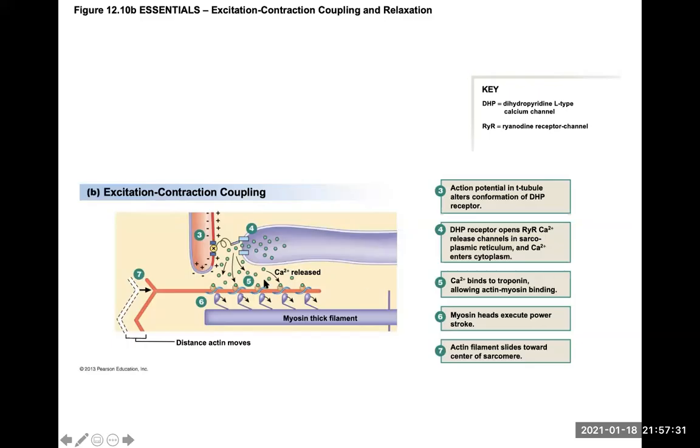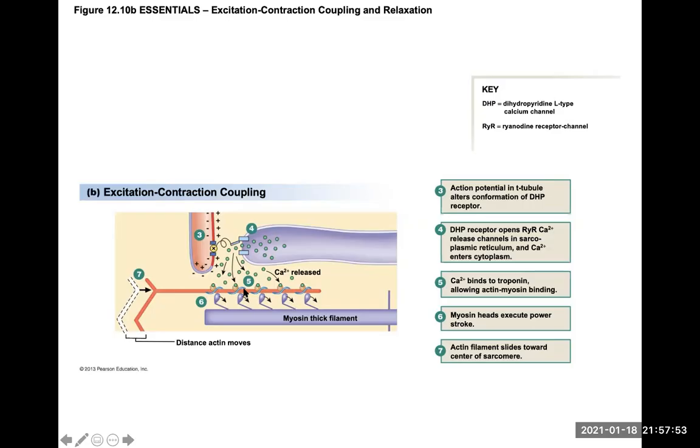We're here at step 5. Calcium binds to the troponin. The troponin is going to release its grip on the tropomyosin, and the tropomyosin is going to roll off of the binding sites. When the tropomyosin rolls off, the active sites are now exposed, and the myosin head is now going to bind to the active site. So you guys can see the myosin heads are going to bind.